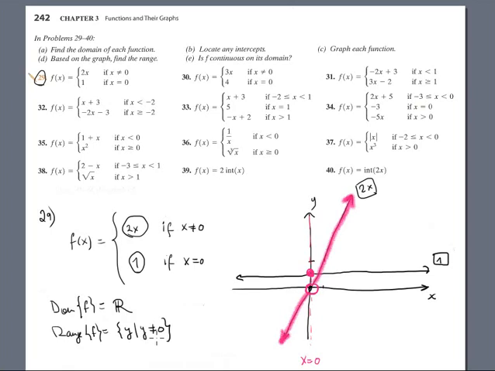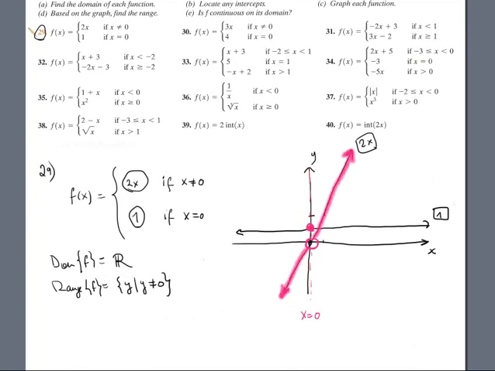Okay, the intercept. The intercept is only the y-intercept, which is 0,1, this point. And this no, because it's undefined here. And the x-intercept is no. We have no. Okay, now graph I did, find the range I did, domain I did.